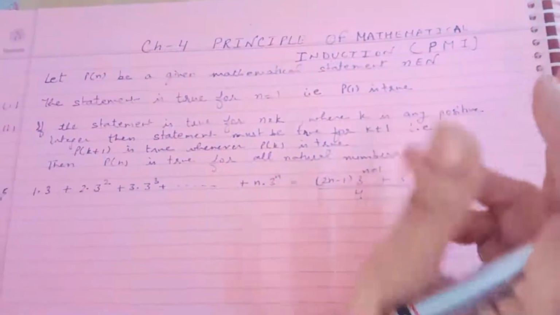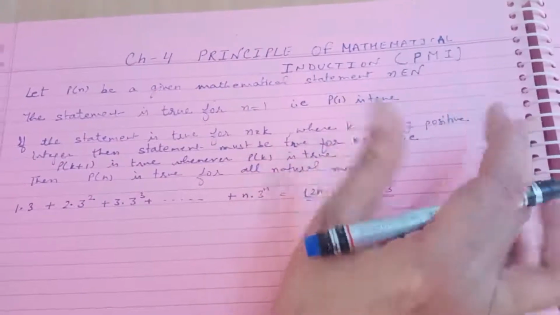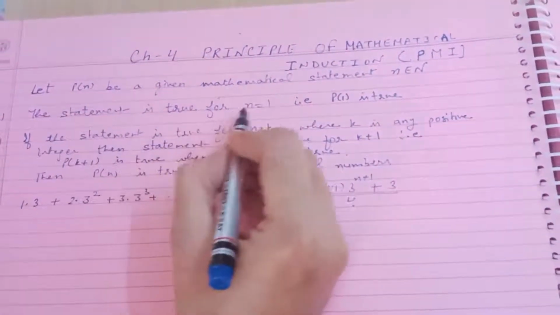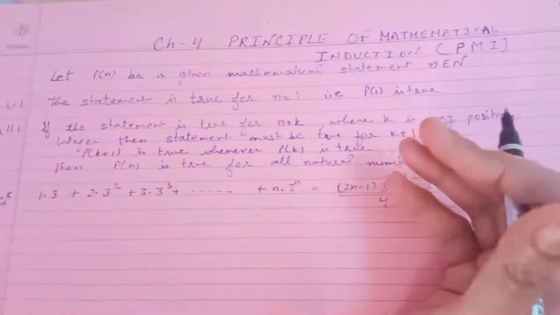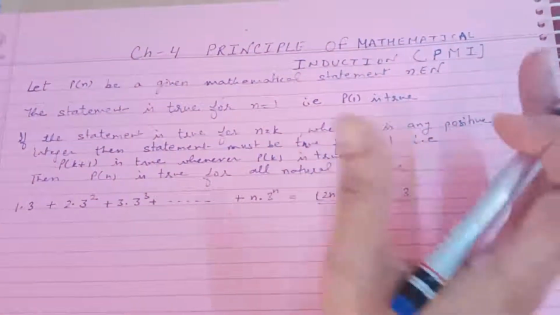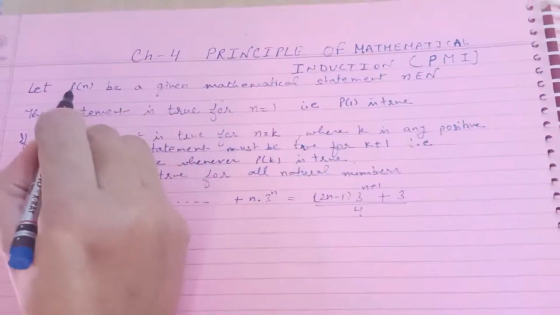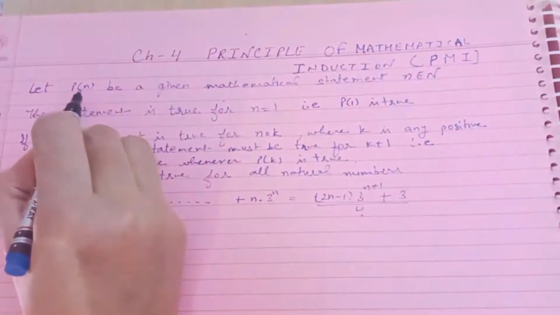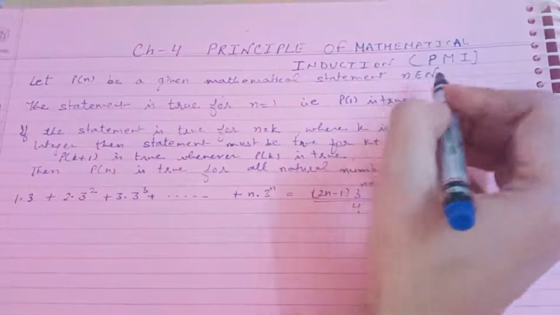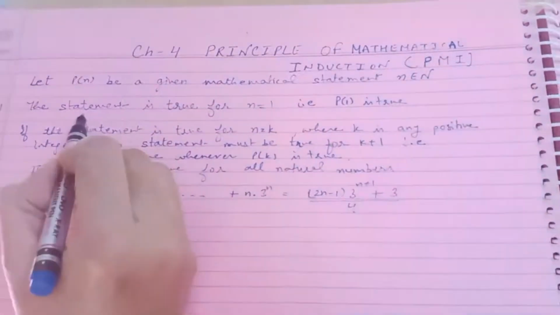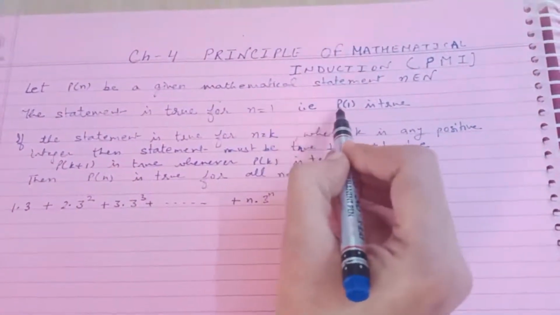Each question will be solved by using two steps. Whatever statement is given, the statement is true for n equal 1, which means P1 is true. I will give you an example of how we are going to solve it, but all questions will be solved by these two steps. One statement will be given, Pn. Let Pn be our given mathematical statement, where n belongs to N, meaning n is a natural number. The statement is true for n equal 1 means P1 is true.